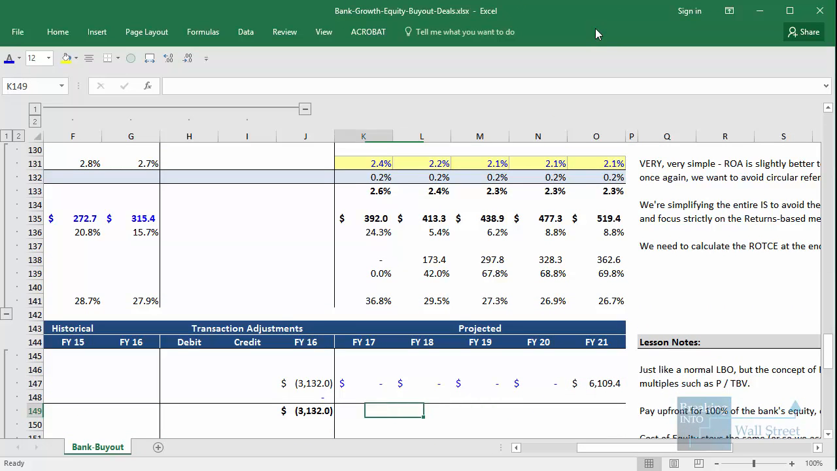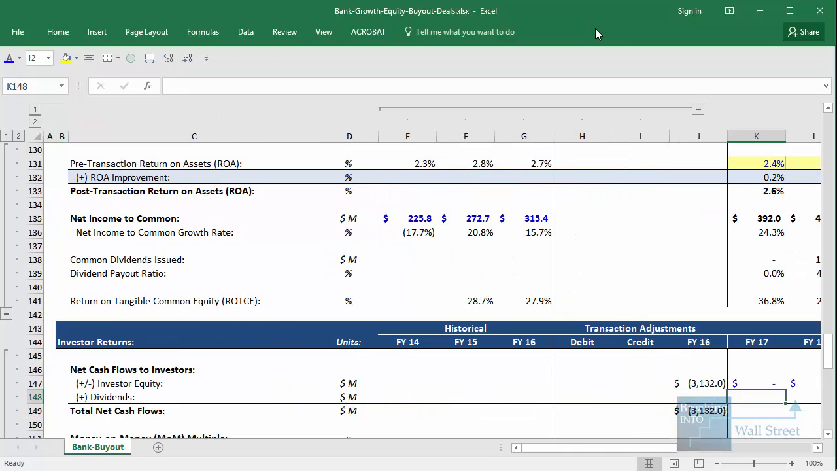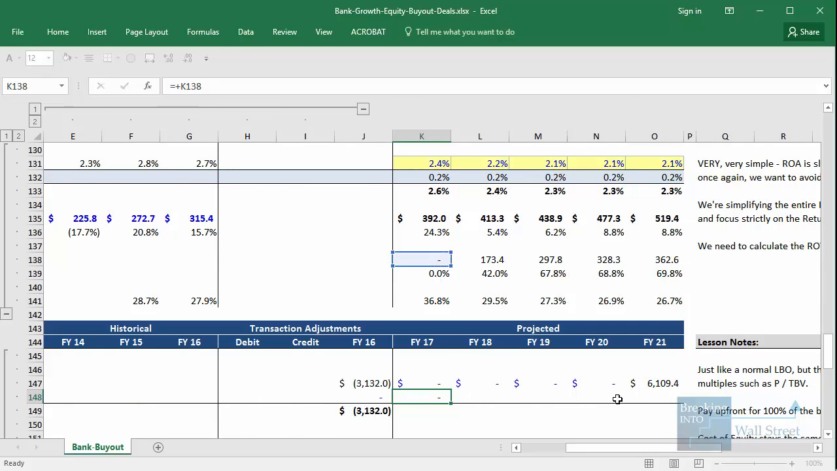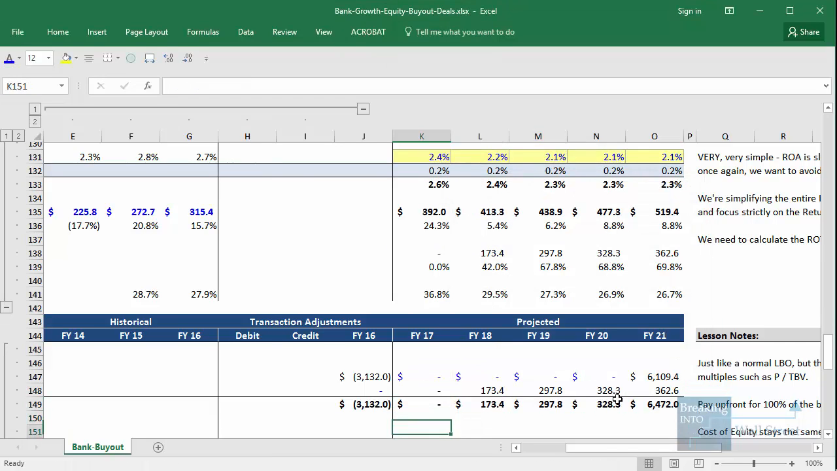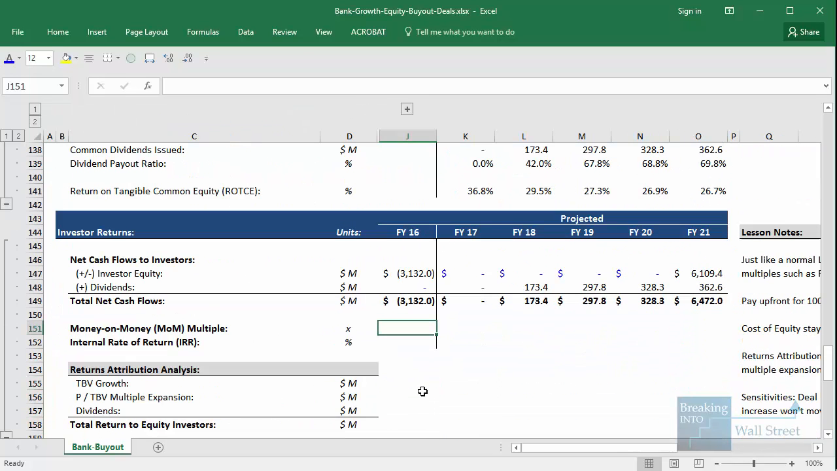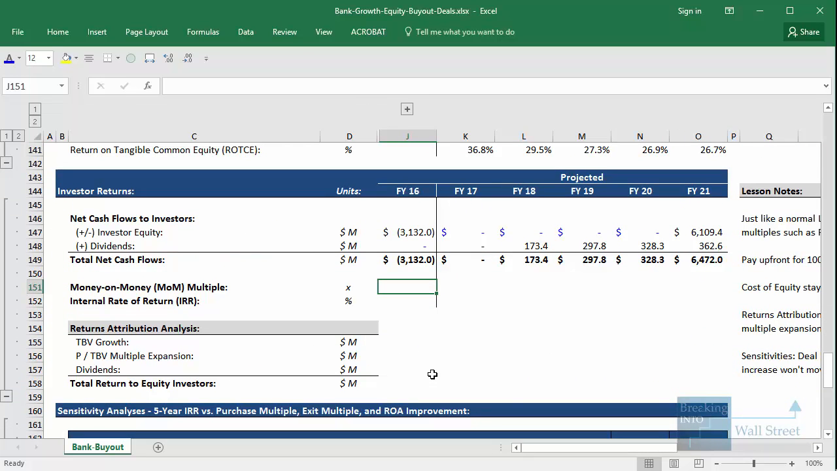We have that. And then dividends will be the other main source of returns to equity investors here. So I'll link to our common dividends issued right up here on our income statement. I'll add these up and then I will copy this across. So we have that. And then let's go down and calculate the money on money multiple.